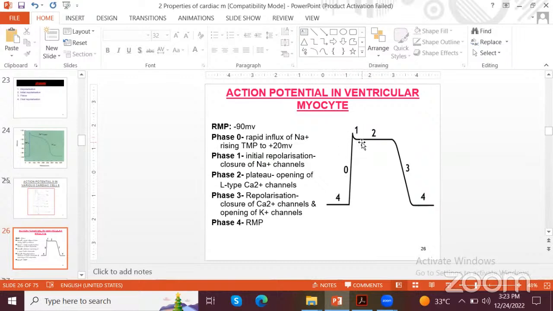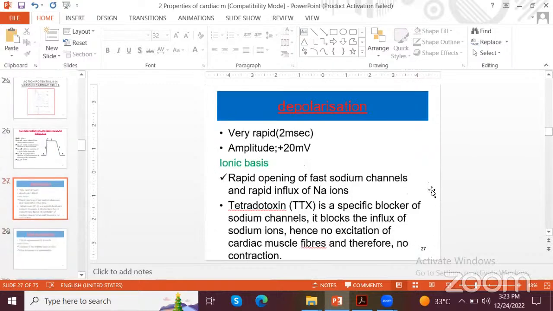And phase 2 is the plateau, which is due to the opening of L-type calcium channels, long-lasting calcium channels. And phase 3 is the repolarization phase, where closure of calcium channels and opening of the potassium channels happens. And in phase 4, the resting membrane potential is attained.